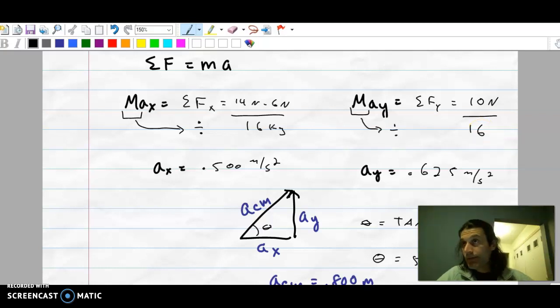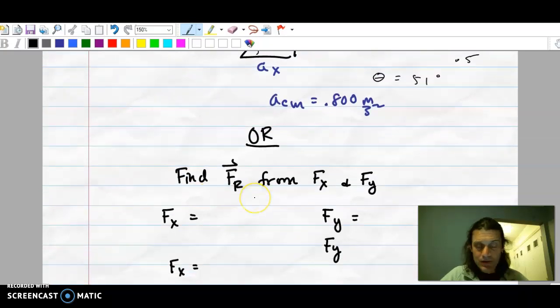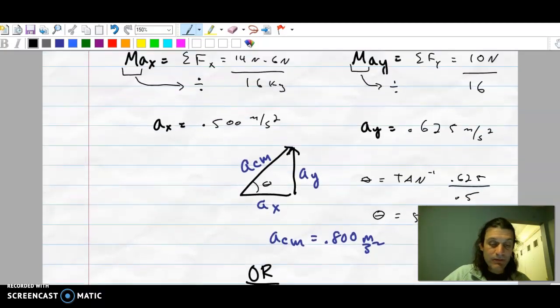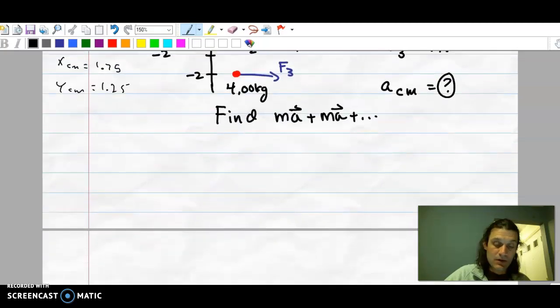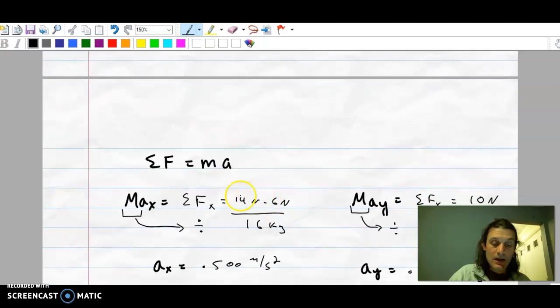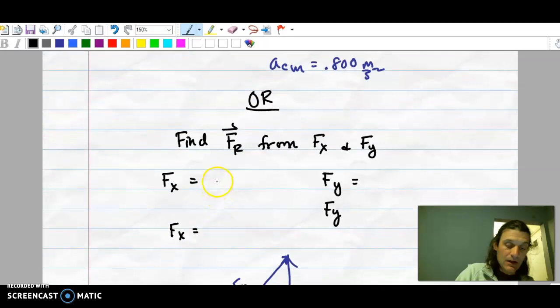Some students would prefer to divide by the mass whole after you triangulate, because this triangle is made of accelerations. It could be made of forces, just forces now. So what are the forces in the x? If all I want is forces here, forces in the x are nothing more than F1, which is -6, and F3, which is +14. So the force in the x is 14 newtons minus 6 newtons.